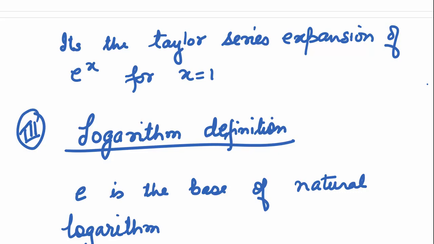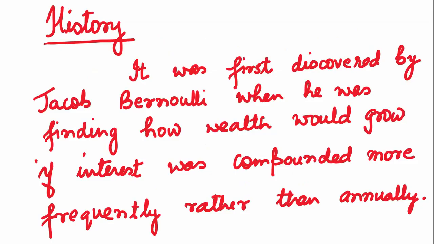It is nothing but the Taylor series expansion of e to the power x when we take x value to be 1. Even logarithms can be used for defining e. e is the base of the natural logarithm. How was e discovered? It was first discovered by Jacob Bernoulli when he was finding how wealth would grow if interest was compounded more frequently rather than annually.